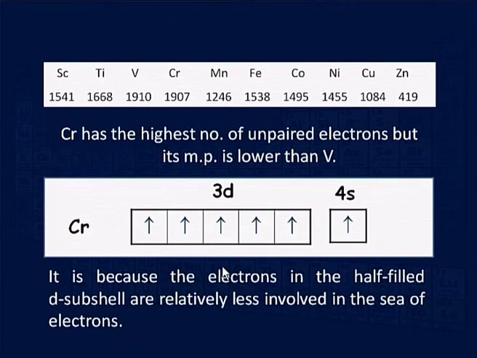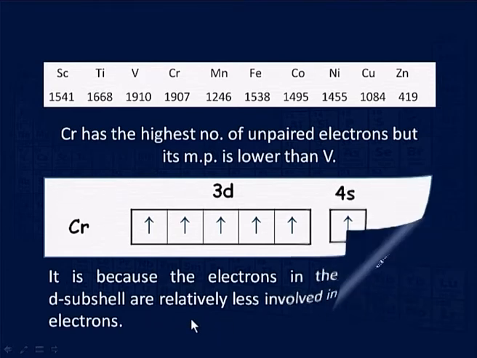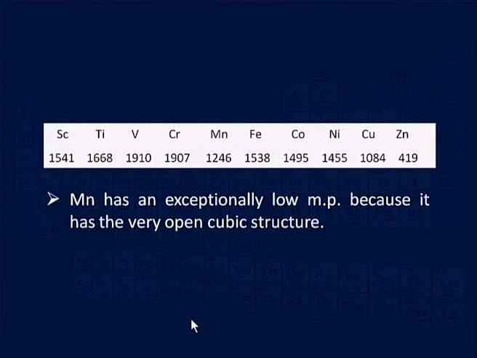However, in the case of chromium, there is the highest number of unpaired electrons, 5, and still you can see that the melting point is comparatively lower than vanadium. This is because the electrons in the half filled d subshell are relatively less involved in bonding. Manganese also has an exceptionally low melting point. This is because it also has an open cubic structure.